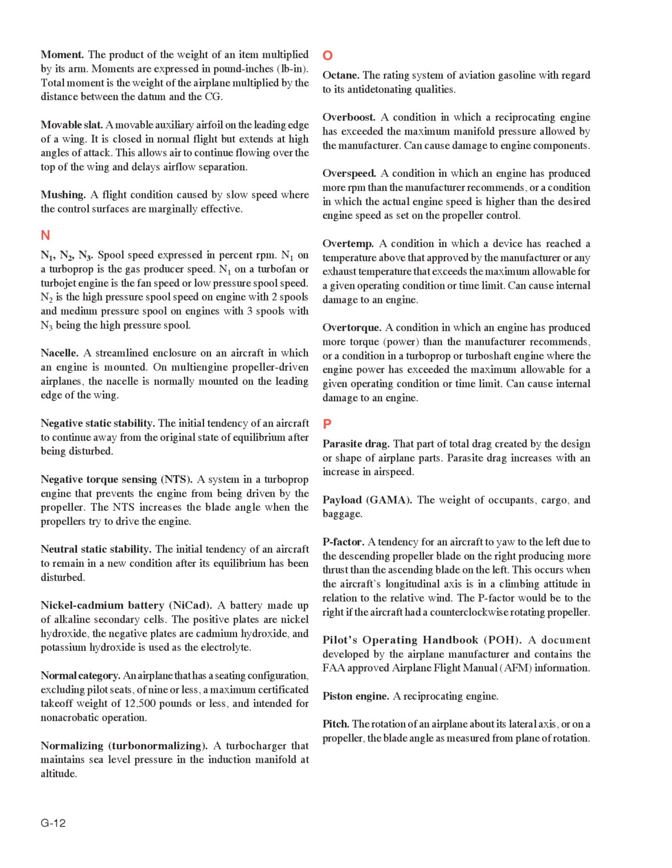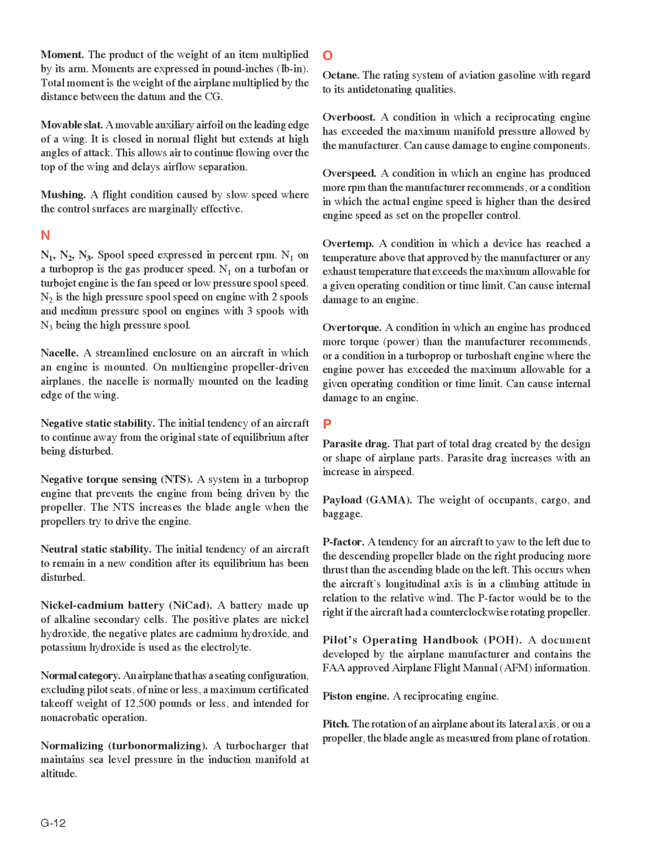N1, N2, N3. Spool speed expressed in percent RPM. N1 on a turboprop is the gas producer speed. N1 on a turbofan or turbojet engine is the fan speed or low-pressure spool speed. N2 is the high-pressure spool speed on an engine with 2 spools, and medium-pressure spool on engines with 3 spools, with N3 being the high-pressure spool.